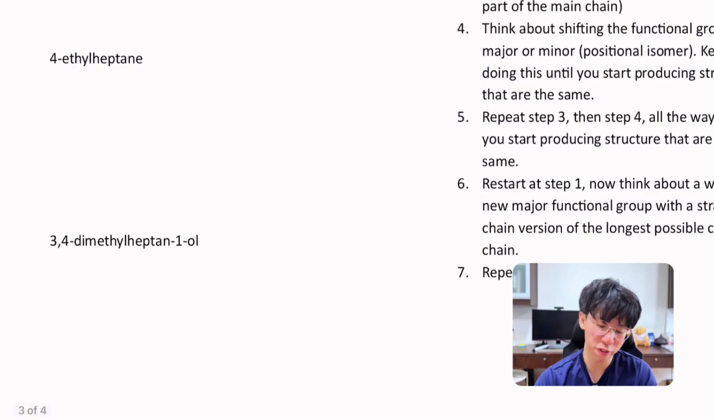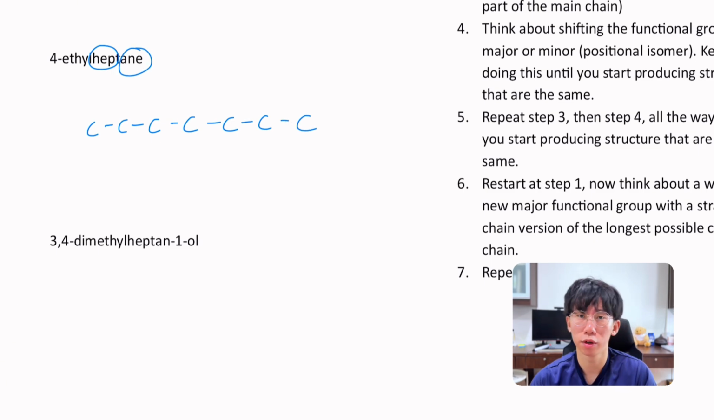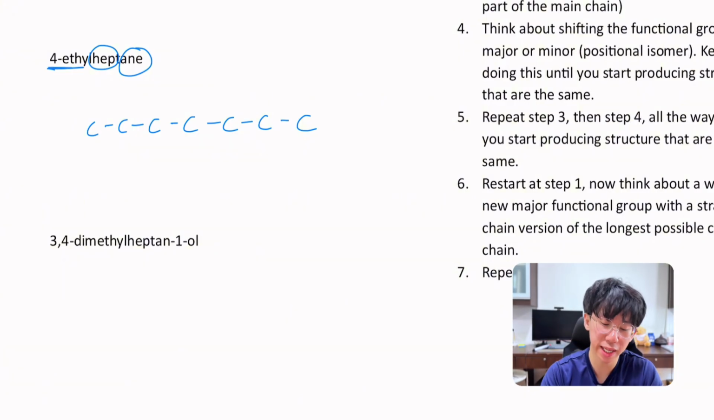Next example, you have 4-ethyl heptane. Hept is the parent, so there's 7 carbons. It's an ane, so it's an alkane. So there's all going to be single bonds. No need to add anything. 4-ethyl. An ethyl group is a C2H5 group or a CH2CH3 group.